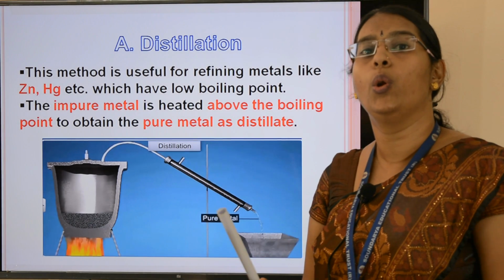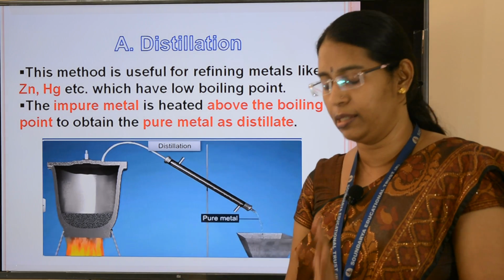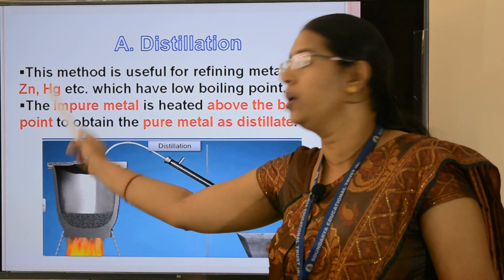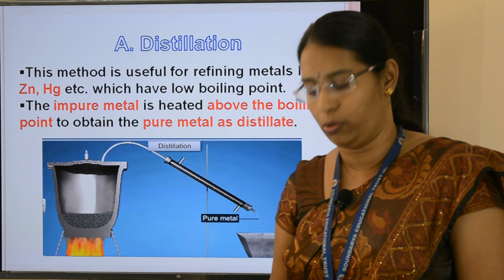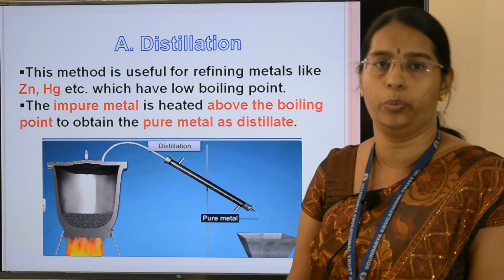By this way, lower boiling metals can be separated from their impurities. This can be asked for 2 marks, or sometimes examples may be even asked for 1 mark also. So this is the first technique of purification of the crude metal.